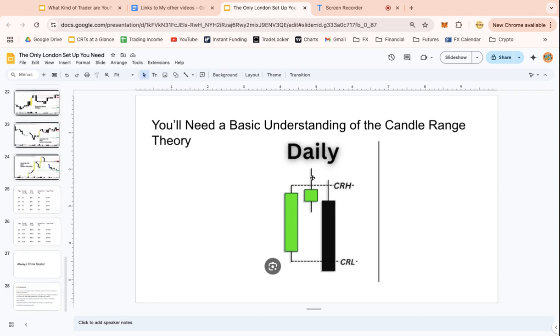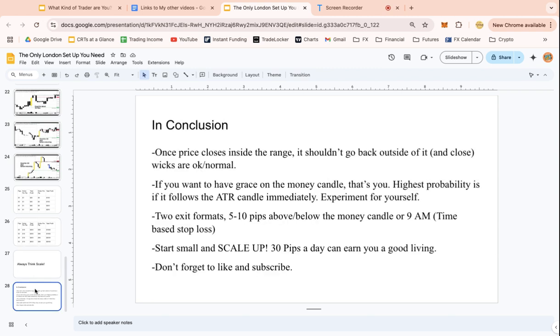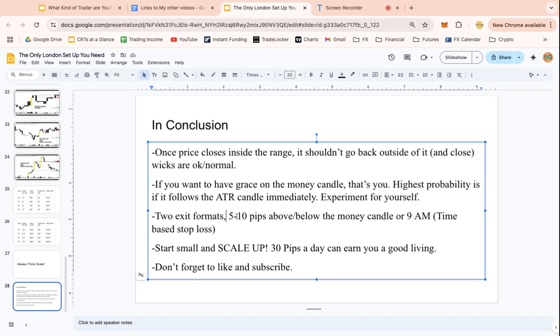ATR range, money candle, entry. That's it. Okay, 3 o'clock, 4 o'clock, 5 o'clock. That's why I call it a 3-4-5 model. All right. So, if you want to experiment with that, though, that's on you. So you have two exit formats, though. 5 to 10 pips above the higher low of the money candle. That's your sign to get out. Or around 8:30, 9 o'clock, before USA session starts, you want to get out, Eastern Standard Time, okay?